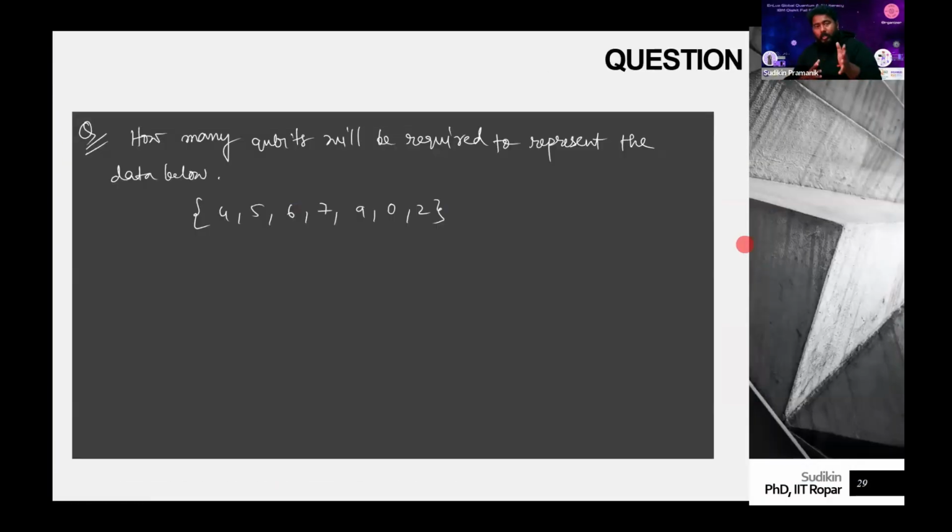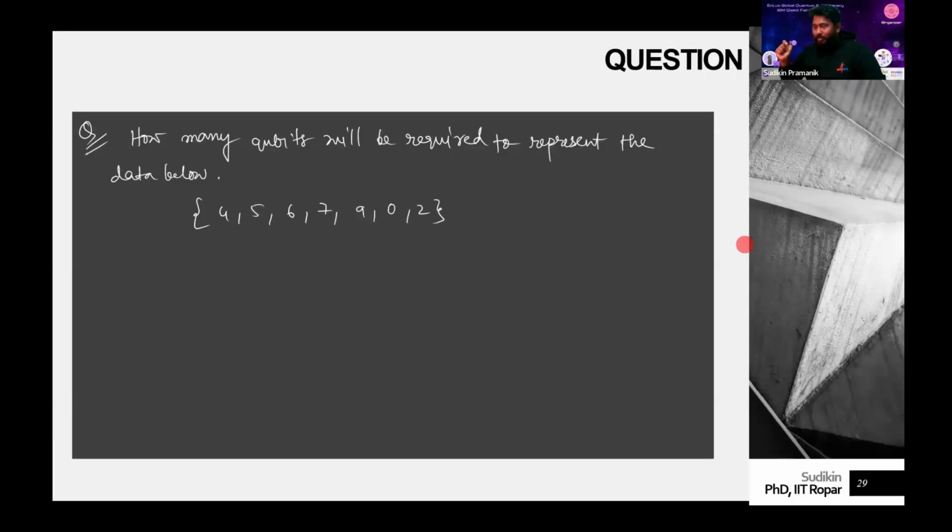Now, how many qubits will be required to represent the data below? Can you tell? 10 seconds. It's very easy. Remember, how many values can each qubit encode in dense encoding? That is very important. If you know that, this is a very easy answer. Yes, Senthil Kumar, absolutely right. Mansi Raghav says 7. Anyone else?